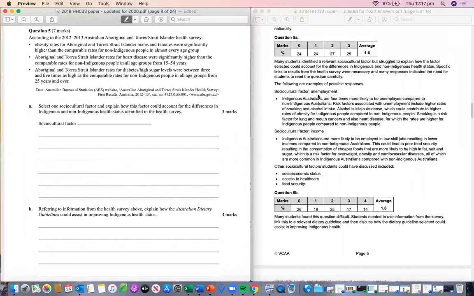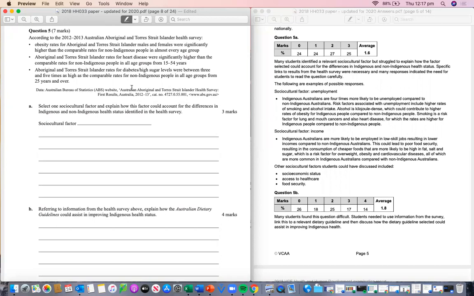So again, out of 3 marks, the average mark for this was 1.6. As you can see, it pretty much fluctuated a lot. 24 people got 0, 24 got 1, 27 got 2, and 25 got 3.